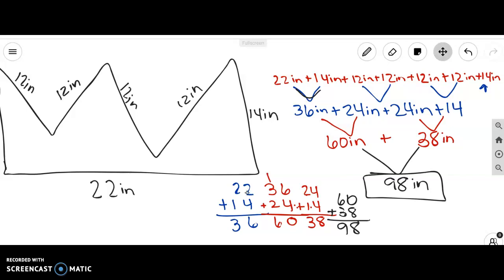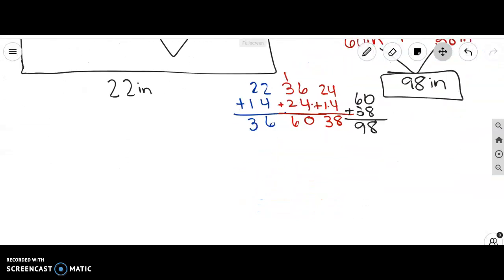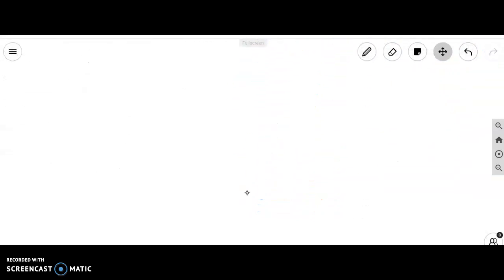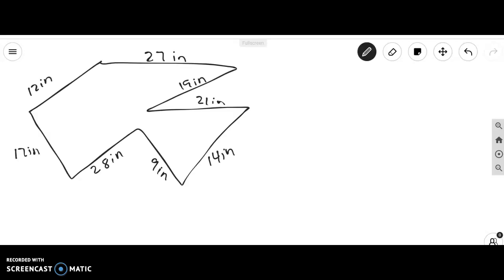So let's do one last one. And again, I want you to pause the video, solve it, and then come back in using the strategy that we just learned of pairing the numbers and adding them. Here's the problem. Go ahead and pause the video and then solve it.